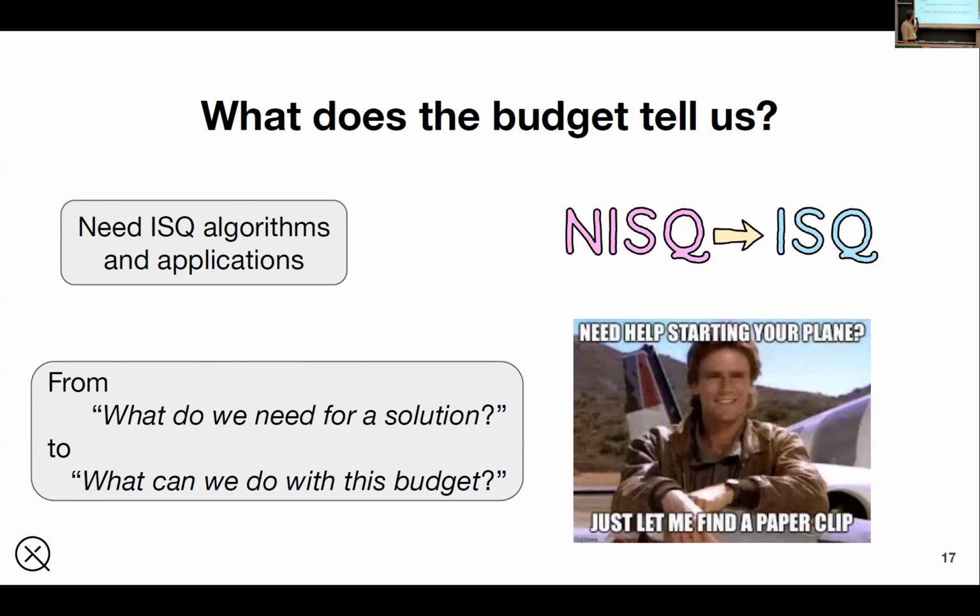Another thing the budget does for us is that it allows us to shift our mindset from, okay, this is the problem we want to solve, how much do we need for a solution, to, well, no, this is the device, this is its characteristics, what can we do with the given budget that we have? So in the words of famous physicist Angus MacGyver, if what we need to do is to have a plane take off and all we have is a paperclip, let's not give up and let's see how high we can get that plane to go up with just what we have available.